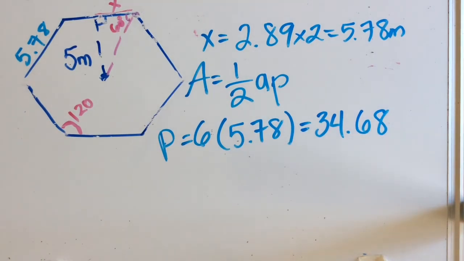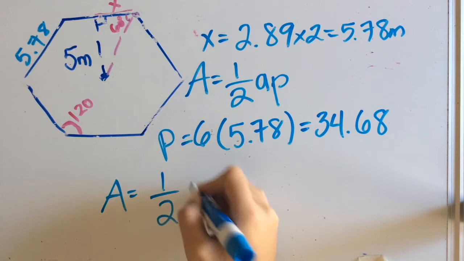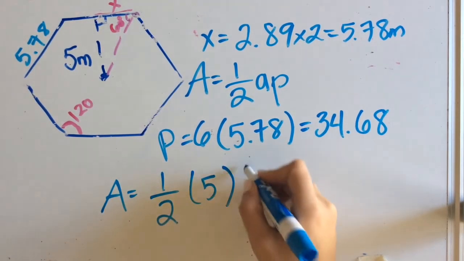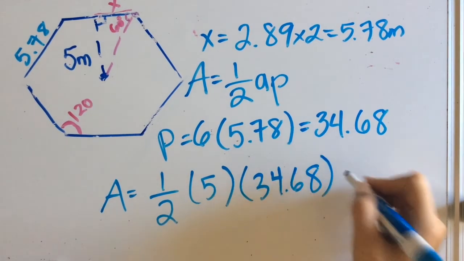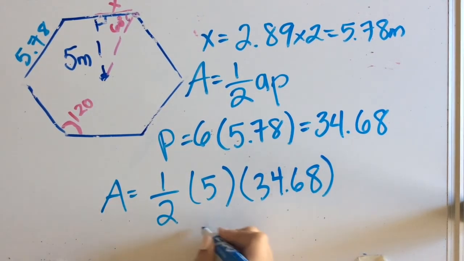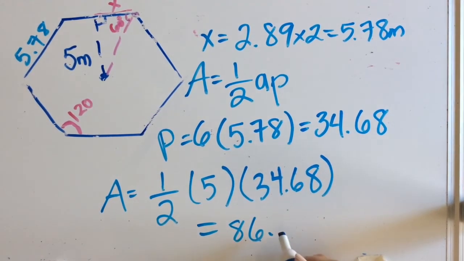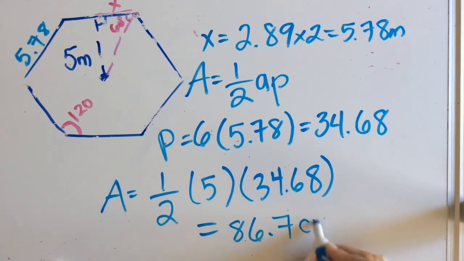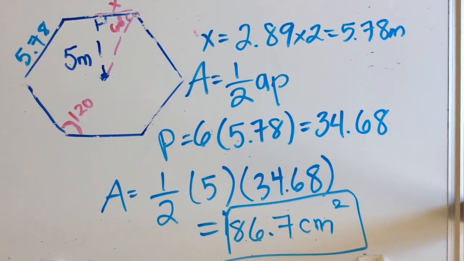Now I can plug it into my area formula. So the area equals a half of the apothem, which is 5, times that perimeter, which is 34.68. And when I just throw it into my calculator, that equals 86.7, and we're measuring in centimeters squared. So that is my final answer.